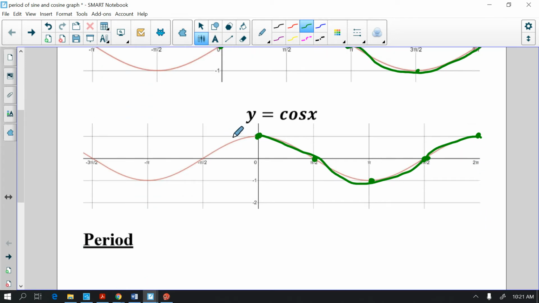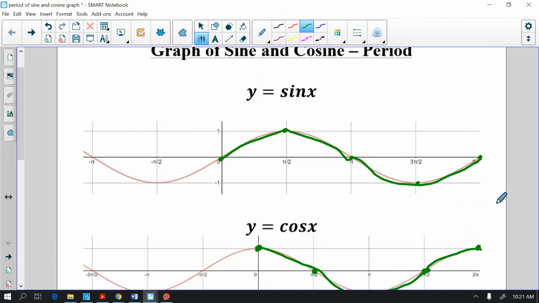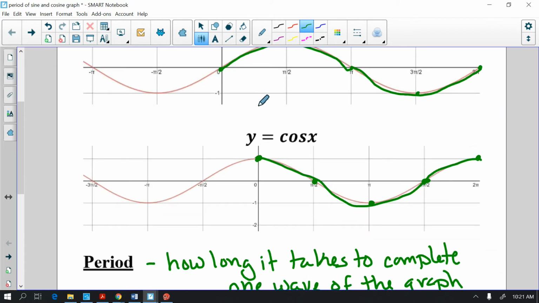So the period is how long it takes to complete one wave of the graph. For a sine graph, that means to go from your midline to your max, to your midline, to your min, back to your midline again. That's one wave. You've gone through a max and you've gone through a min. For your cosine, that means you're starting at your max, going to your midline, going to your minimum, going back to your midline, and going back to your maximum again.